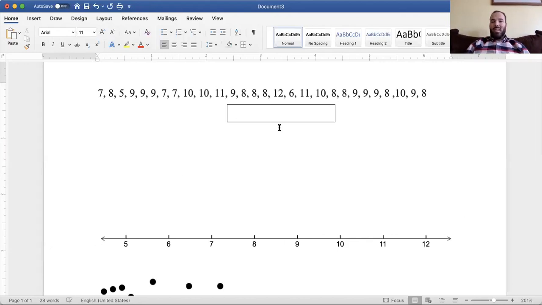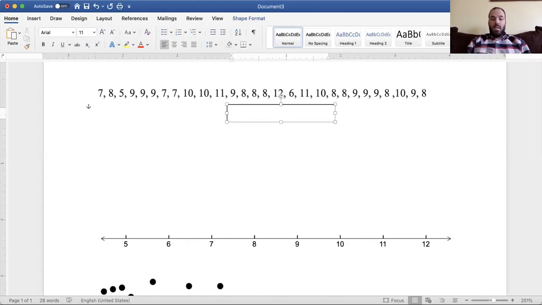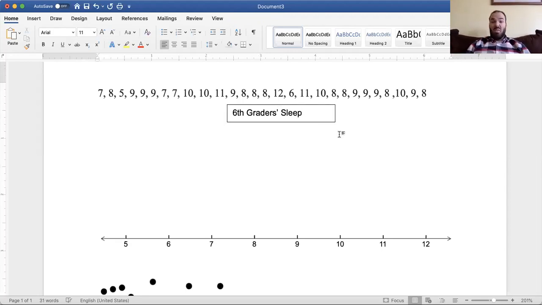Once I have my number line, anytime I make a display, I need to give it a title. So this is sixth graders sleep. The title doesn't really matter. You can be as creative as you want about it, but it needs to represent what the table's about. Now this is called a dot plot.